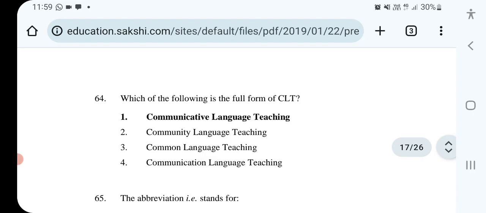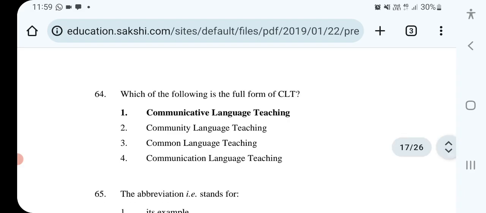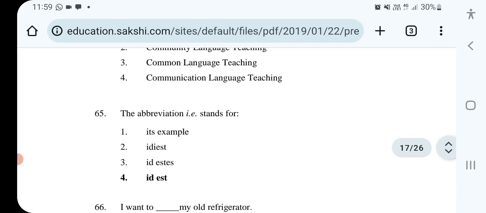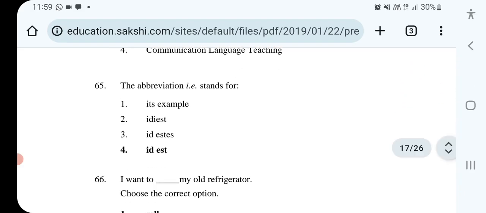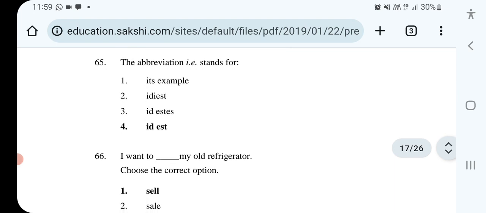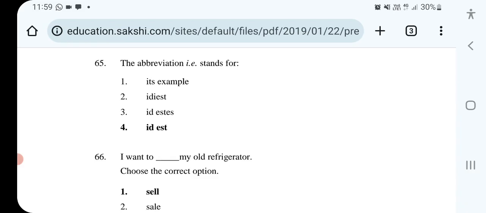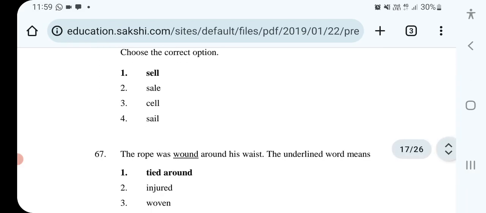Which of the following is the full form of CLT? Communicative Language Teaching. CLT means Communicative Language Teaching. The abbreviation that it stands for, IET. That is IDET.